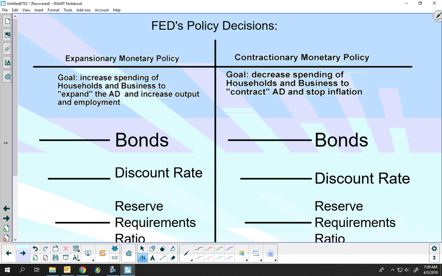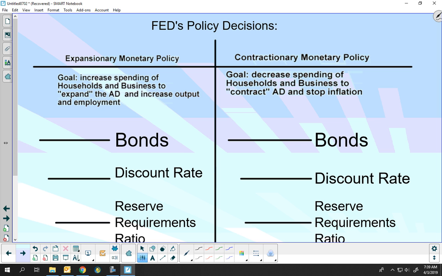Anyone that can tell me the two tools of fiscal policy? Grace: Taxes and government spending. Okay, so there's 2 tools of fiscal, there's 3 tools of monetary. Notice how I have got 3 things up there. We're on a roll today.